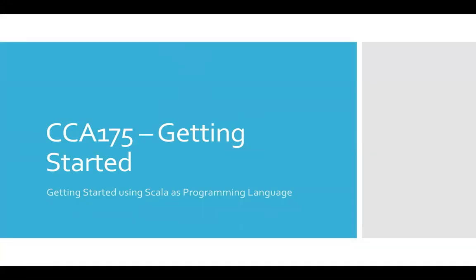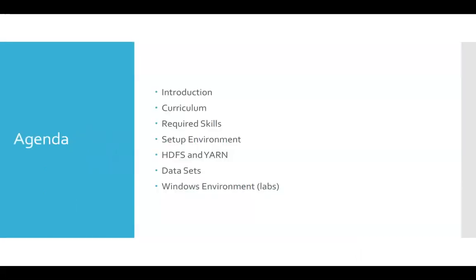Let us get started with CCA 175 using Scala as programming language along with Spark. And here is the agenda. We will actually see the introduction of the certification. We will check the curriculum. We will explore the required skills. And more importantly, we will set up the environment. And then we will actually preview HDFS and YARN. Then we will understand the datasets that will be used for the preparation, and then we will see how we can use Windows environment to access the lab and prepare for the certification.